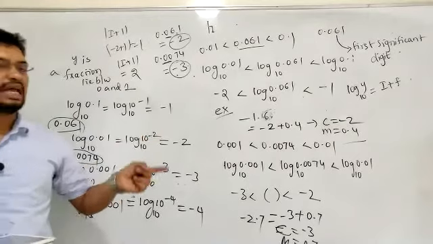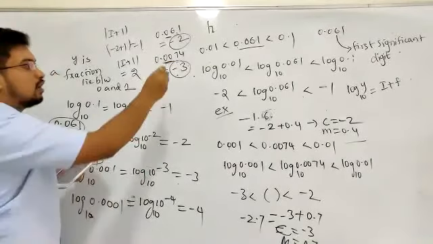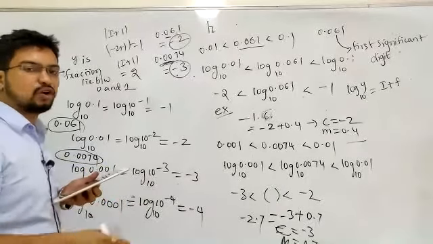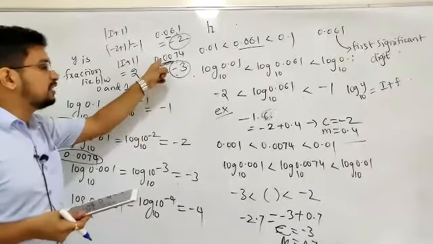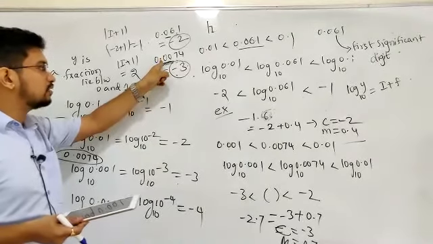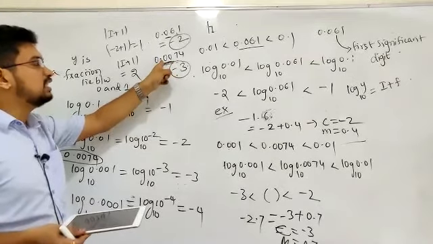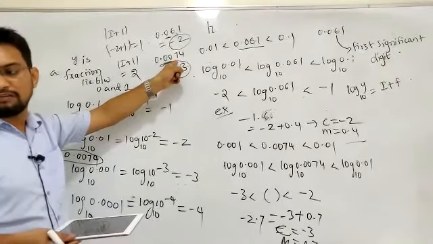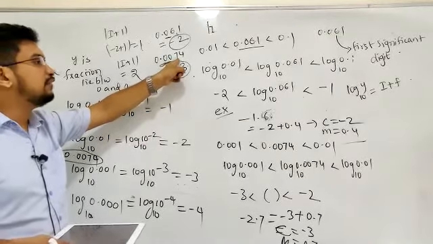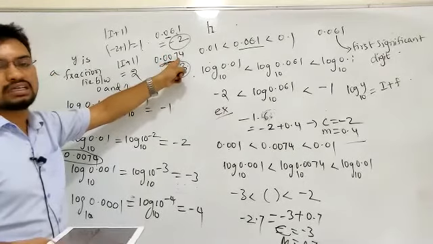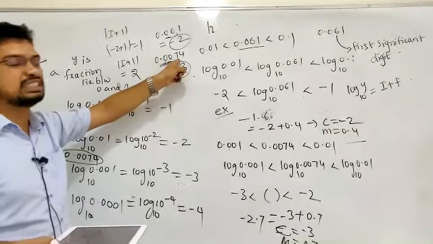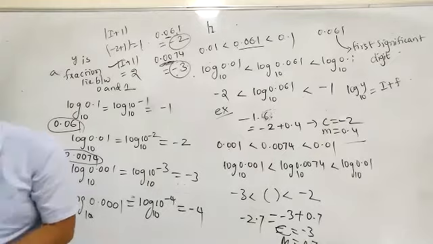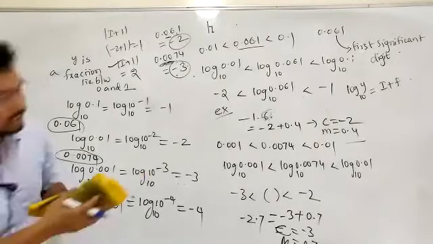then the number of zeros between the decimal point and the first non-zero significant digit is modulus of I plus 1.